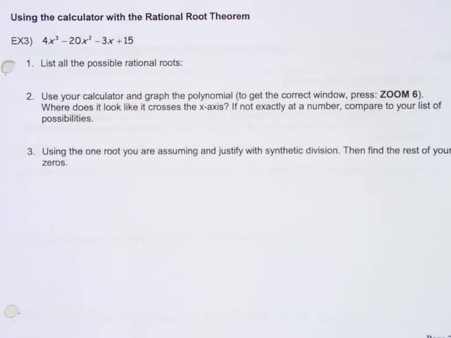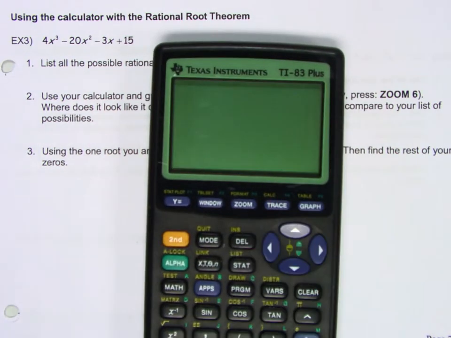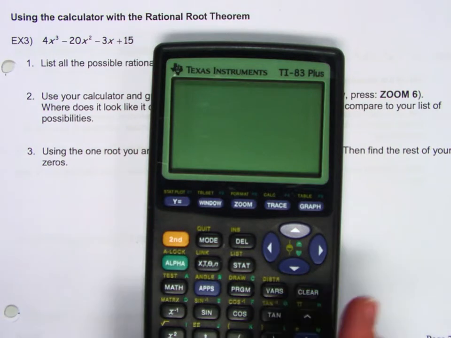So you guys toughed out yesterday using no calculator with the rational root theorem, and today you get to use a calculator. So make sure that you have a graphing calculator. I will be using the TI-83 Plus. If you have something similar, the buttons should be about the same. They just might be in a different location. So punch around. If you need to Google something on your phone, feel free to pause this video and do that to find those buttons.